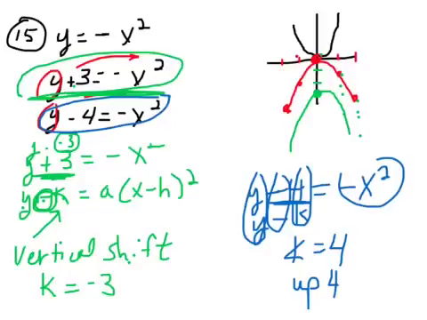And so that means that I'm going to take my original equation that I graphed in red, that's the y equals negative x squared that's in red, and I'm going to shift it up 4. So I'd go up 1, 2, 3, 4. It'd be right here. And every single point on this graph would get shifted up 4.